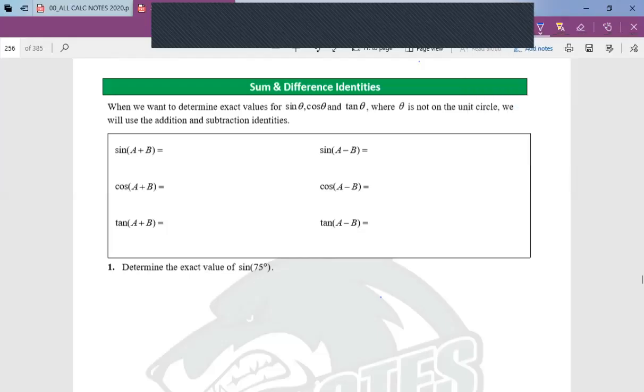Right, so today we're going to go through 4.6, sum and difference identities. This should be on about page 256 of your workbook. We're going to continue on.